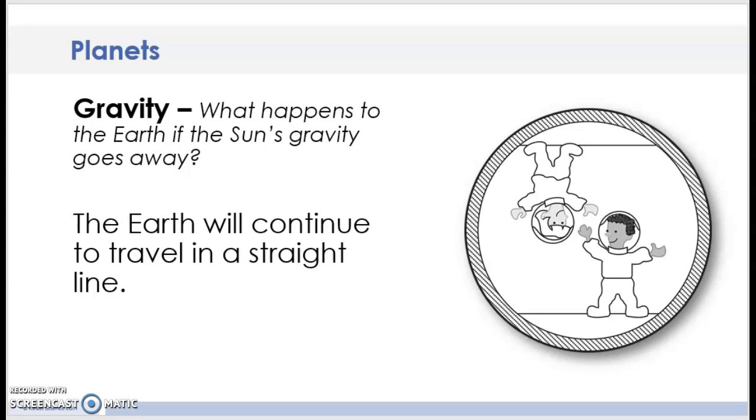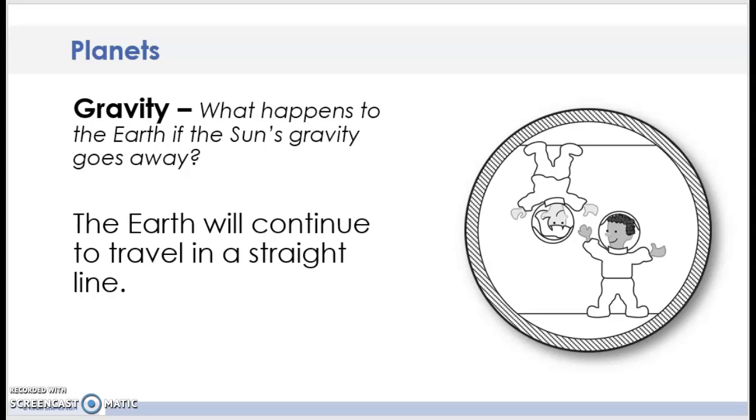going in a circular pattern, right? So just imagine if you took your finger and you're moving it in a circular pattern, and then all of a sudden that pull that was keeping it in a circular pattern let go, the finger would just keep going in a straight line. It would continue to travel in that straight line. So if the sun was to let go of the earth, it would quit its orbit of a circle, and it would just continue off in a straight line.